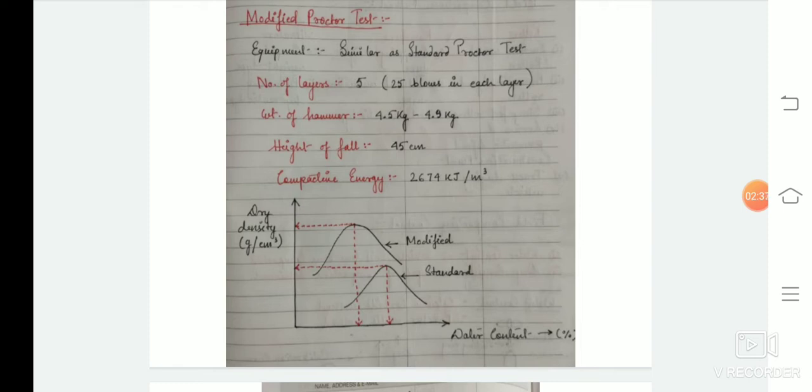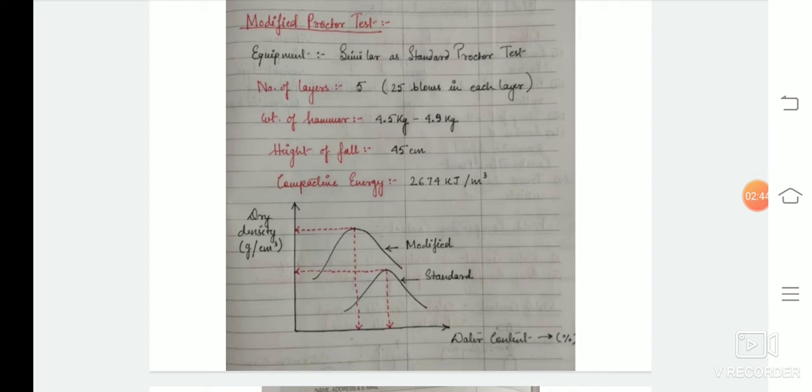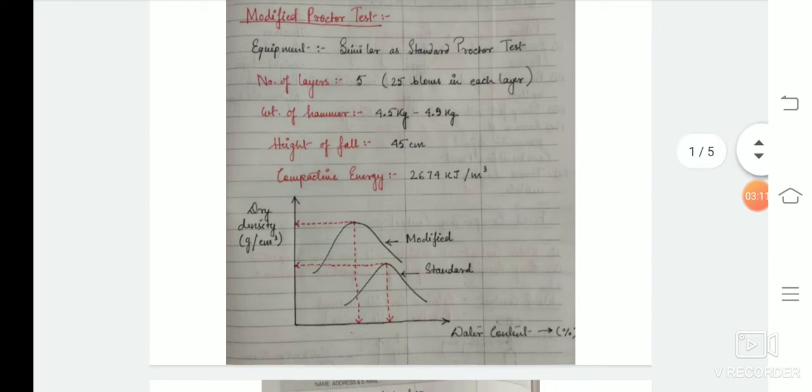In those cases, the modified Proctor test is carried out rather than the standard Proctor test. If we look at the graph, this is a graph between water content and dry density. Here we can see that in the same curve for the same soil, if we use the standard Proctor test, the value of optimum moisture content is much more and the density is much less than in the modified compaction. For the modified Proctor test, we get a higher density with a lower optimum moisture content. So this is the main utility of the modified Proctor test.